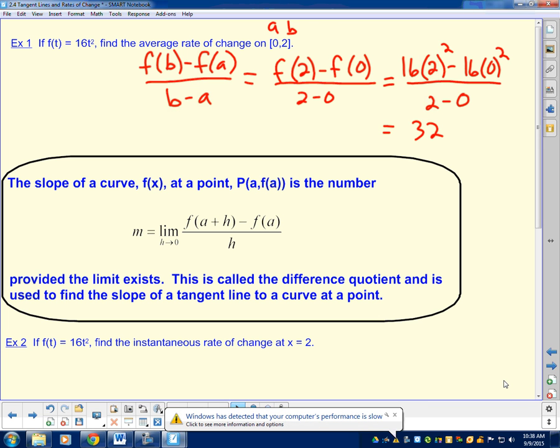So our definition here, and here's why you learned the difference quotient last year. The slope of a curve, f of x at a point, this is called the slope of the tangent line. But the slope of a curve, f of x at a point, p, a comma f of a, is the number m equals the limit as h approaches 0 of f of a plus h minus f of a over h. And that is exactly the difference quotient you learned last year. But now we're applying a limit to it. So what we're saying is the limit as h approaches 0.